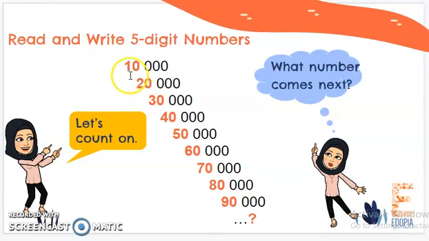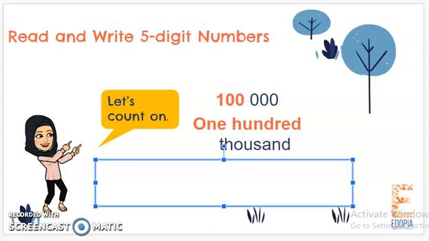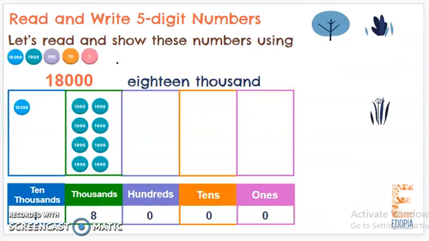Here we have 10,000, 20,000, 30,000, 40,000, 50,000, 60,000, 70,000, 80,000, and 90,000. What number comes next? Looking at the pattern, it is counting on by 10,000. If I add 10,000 to 90,000, we will get 100,000. This means by adding another 10,000 to 90,000, we get 100,000. Let's read and show these numbers using counters of 10,000, 1,000, 100, tens, and ones.